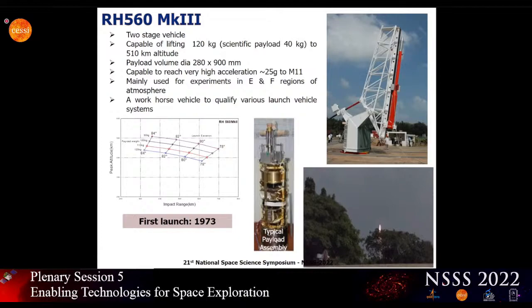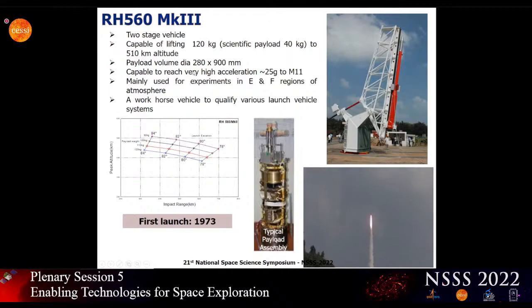The RH-560 Mark III is a two-stage vehicle, can take 120 kg payload to about 500 km altitude. Again, the diameter being same as 280, but it can carry a longer length, about a meter long of payload it can take, and it can go up to 25 G. And mainly for E and F regions, it's a very good workhorse to qualify various launch vehicle systems. And after its first launch in 1973, it had about 21 launches so far.